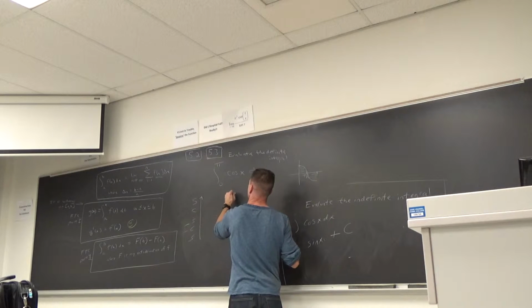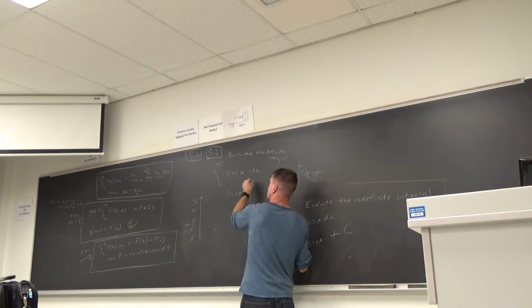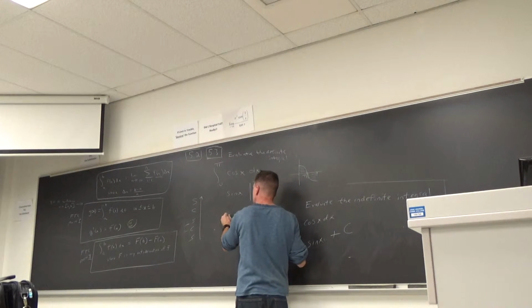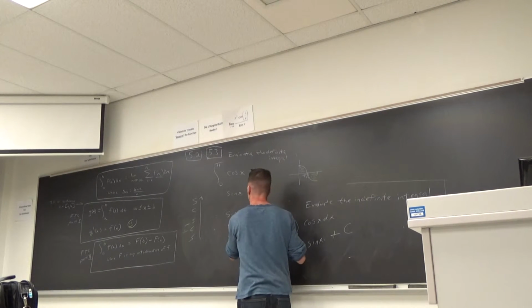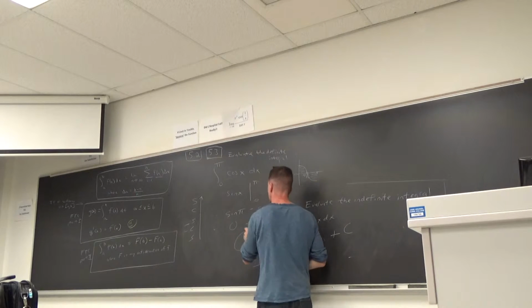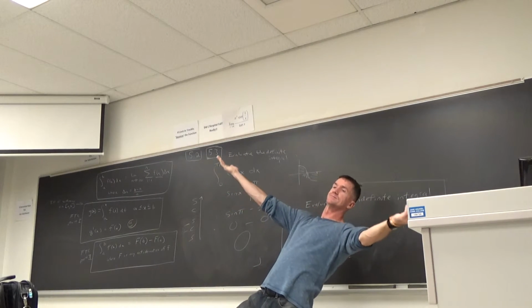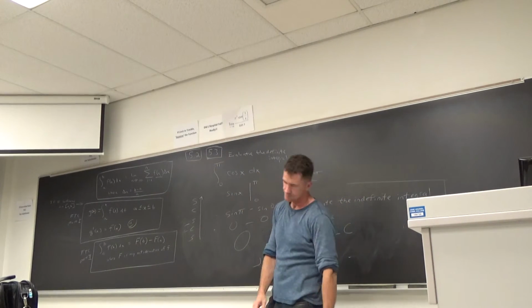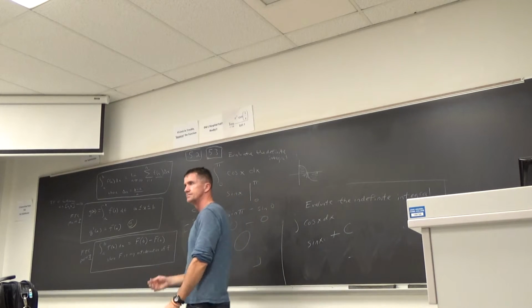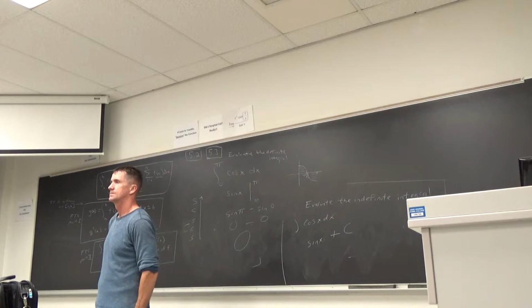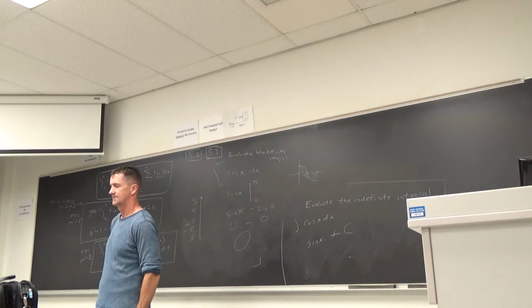All right, sine of x. I don't have to put the plus C. Put my pi. Put my 0. Sine of pi is 0. Sine of 0 is 0. Just like we thought. What are we getting? 0. Cool. Yeah. All right.